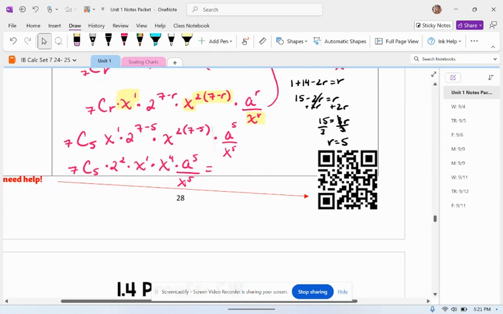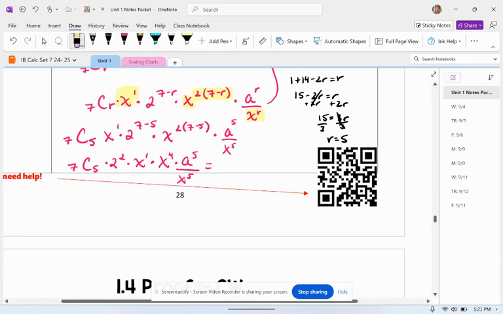If I simplify here, I've got 7 choose 5 times 2 squared, which is 4, and then x to the first times x to the 4th. When I multiply like bases, I add the exponents, so I am left with x to the 5th times a to the 5th over x to the 5th. Oh, sweet. These are going to cancel.